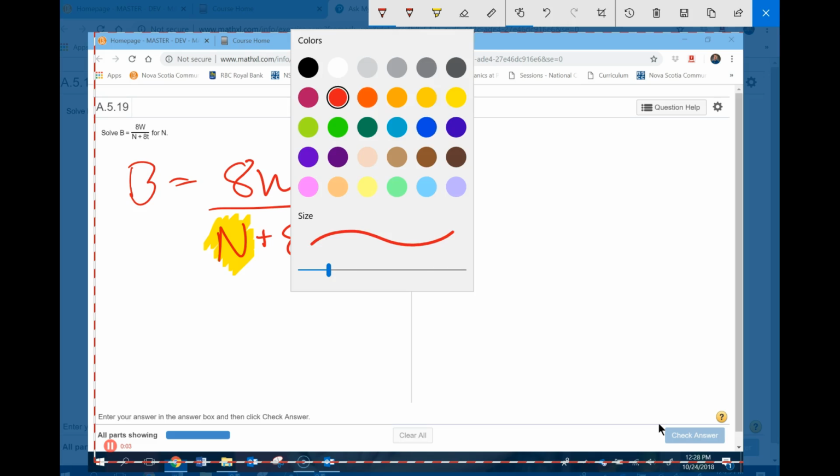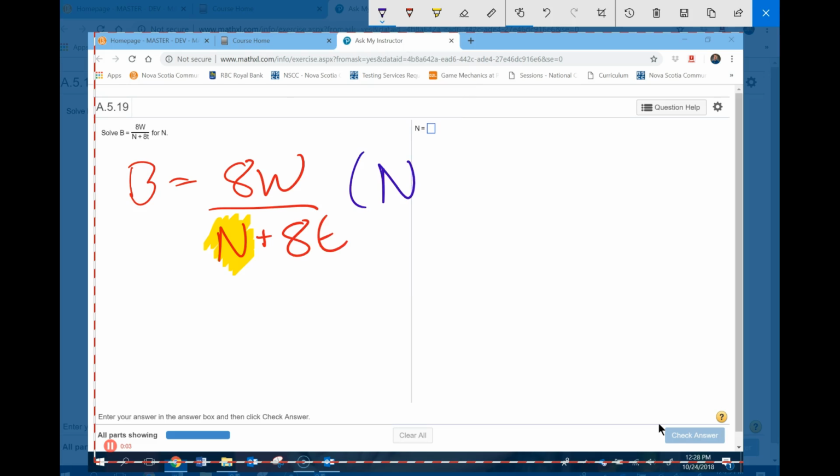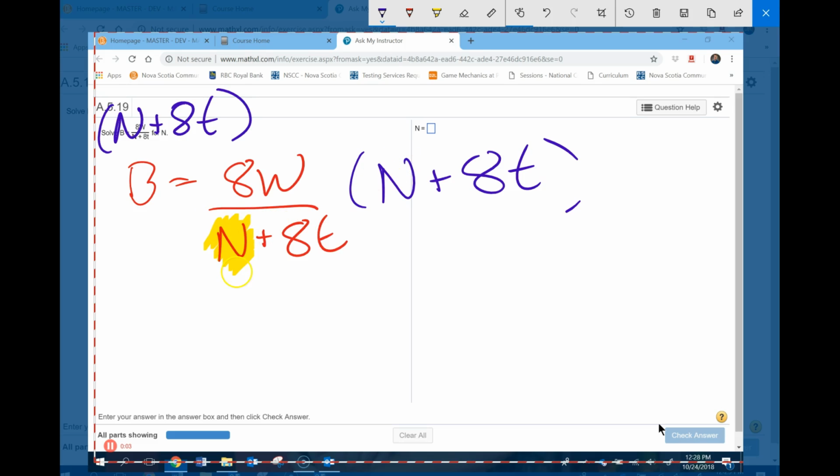What I'm going to do is multiply both sides by n plus 8t, and I'll do the same over here, n plus 8t. Now the reason why I'm doing this is just to kill the fraction. Even though the variable we want is down here, it doesn't matter. It's going to have to come up eventually anyway. So always just kill the fractions. Don't even worry about what variable you're after.